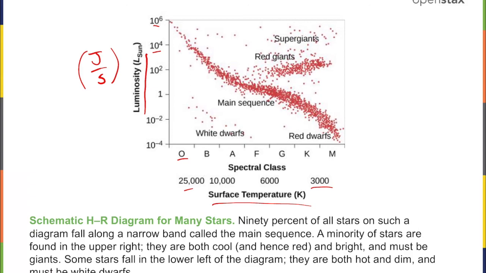So, a huge difference. There's no way our planet could survive with that much energy if we were orbiting a star like that, okay? All right, so here we have a minority of stars found in the upper right. These are both cool and bright, so things like supergiants and red giants. And then we have a minority of stars in the lower left that are hot but not luminous, okay?